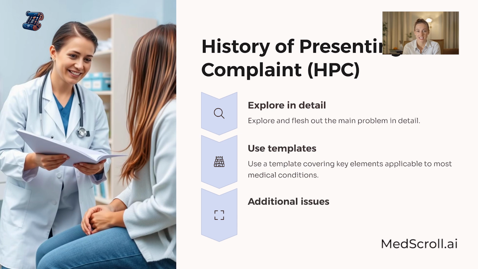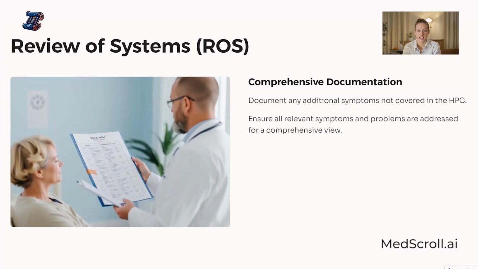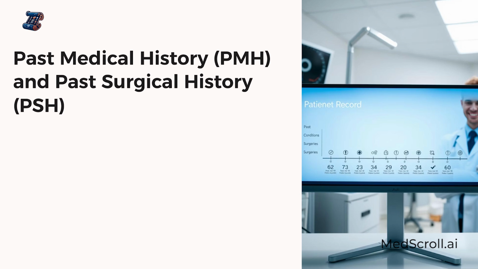It's also important to expand on any other active issues. Sometimes, the patient's medication list provides clues that help you further elaborate on their current condition. Following this, the review of systems, ROS, comes into play. Here, you document any additional symptoms that might not have been covered in the HPC. The goal is to ensure that all relevant symptoms and problems are addressed to provide a comprehensive view of the patient's health status.